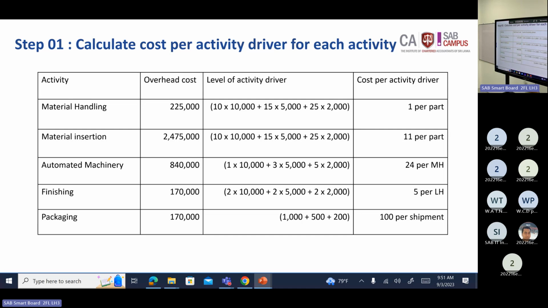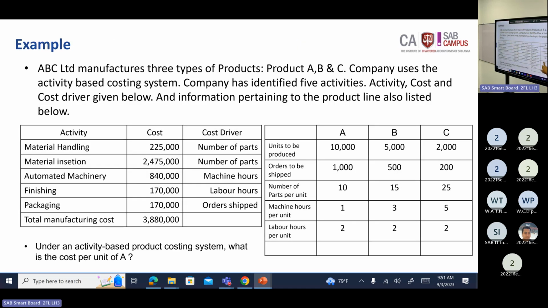Number of parts per unit තියෙනවා. Number of parts per unit 10, 50, 25. Here you have the unit produced 10,000, 5,000, 2,000. So number of parts multiplied by unit produced, you can find the total number of parts. Right? So material handling per one part, how much cost? So that you have to divide the 225,000 by number of parts.